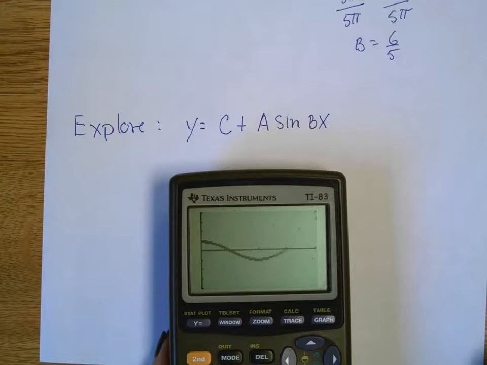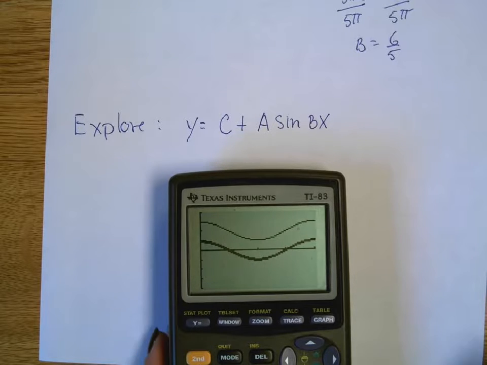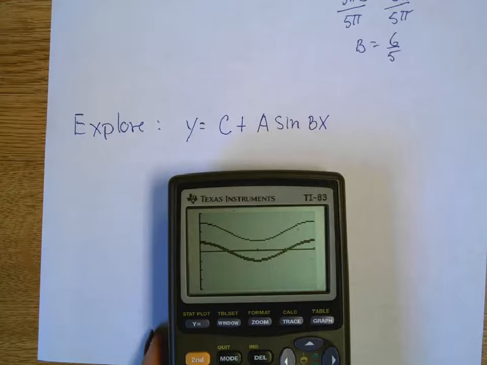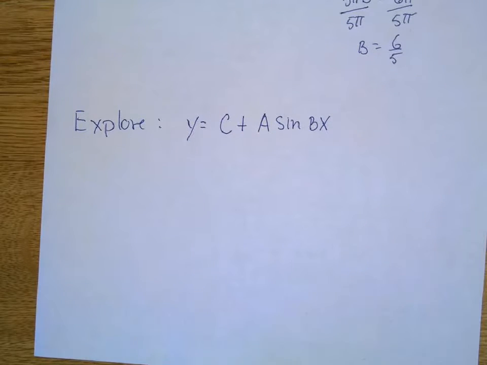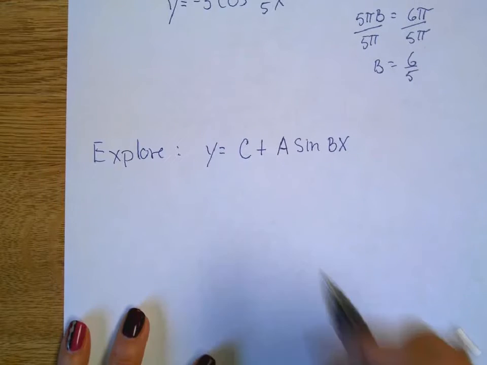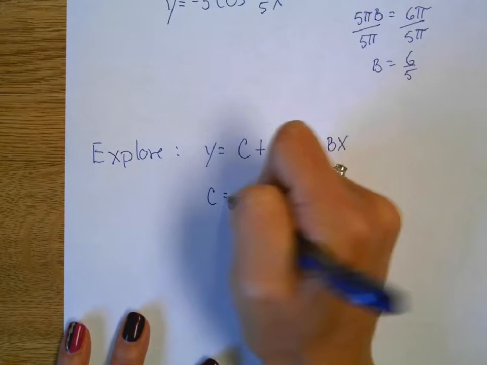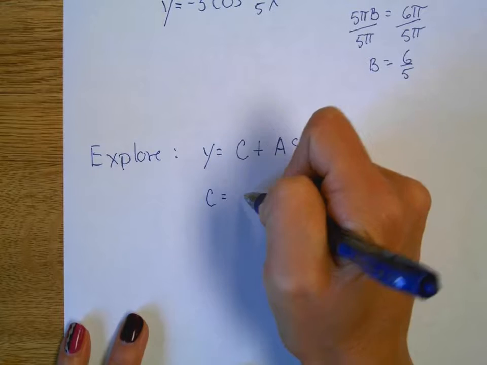See how cosine looks like a cereal bowl and not the snake? And it's taking the whole graph and shifting it up. It depends on how your window is set. So our exploration was seeing what this C value does to the graph. And the C value, C, is called the vertical shift.